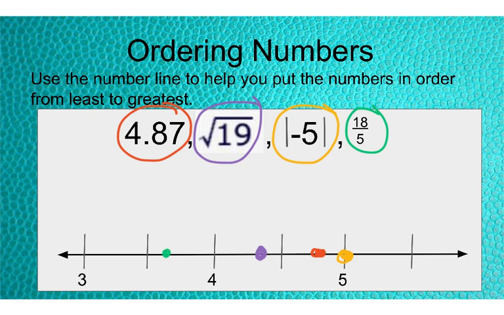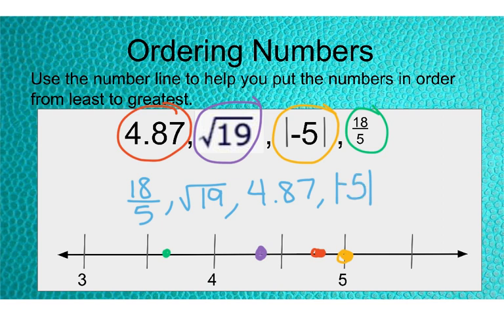If I were to write these numbers in order from least to greatest, my smallest one is the one farthest this way. It's the green one, so it's going to be 18/5. My next number is the purple one, so it's going to be the square root of 19. My next biggest one is the orange one, so it's 4 and 87/100ths. And my largest number here is the yellow one, the absolute value of -5. So one way of putting numbers in order is to place them on a number line.